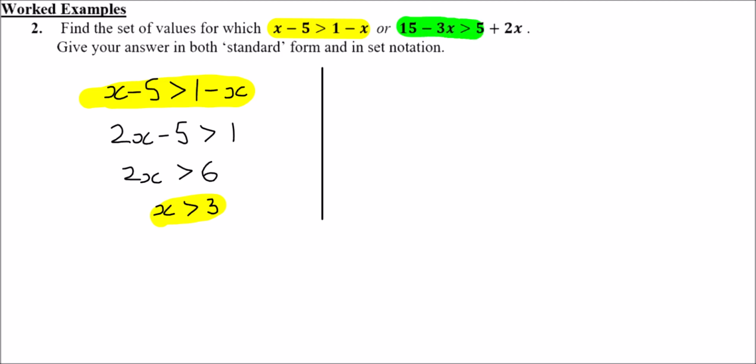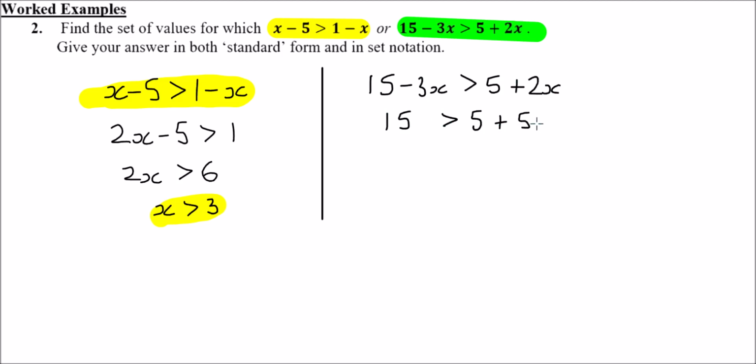Now solving the second one, 15 minus 3x greater than 5 plus 2x. We can add 3x to both sides. Then we have 15 is greater than 5 plus 5x. Subtract 5 from both sides, we then have 10 is greater than 5x. And finally, divide through by 5. What we see there is that x must be less than 2. Or 2 greater than x, whichever way around you want to do it really.